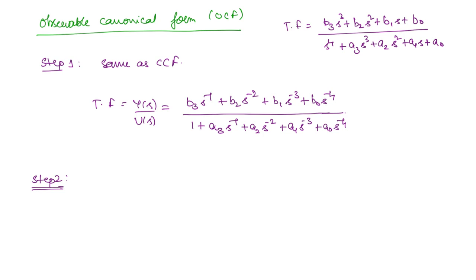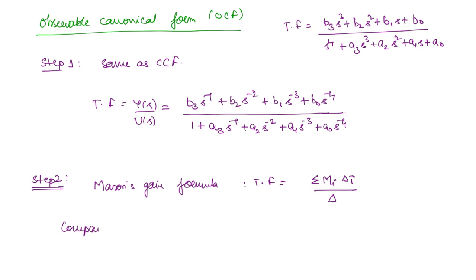Now the second step is where things get different. If you remember Mason's gain formula, what was Mason's gain formula? The transfer function is equal to the sum of Mi delta i by delta. If you don't remember this, then go back and verify, otherwise this method will not be clear to you. Now if you compare this and this, in the numerator, sigma Mi delta i, you have 4 terms. That means you have 4 forward paths here.